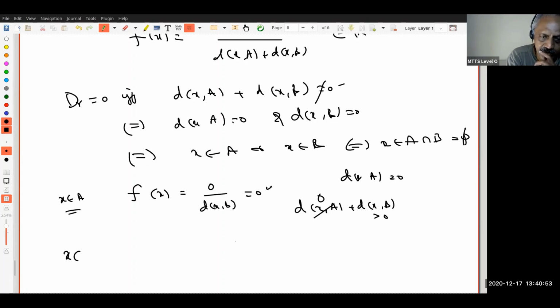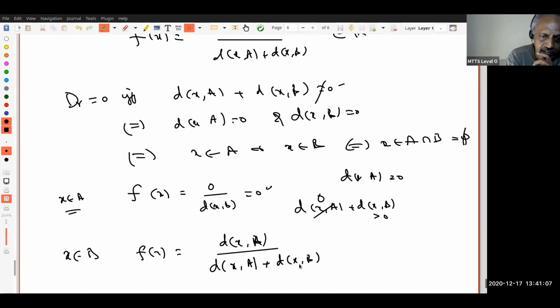If x is in B, it will be dxb. Sorry, dxa plus dxb. But notice that if x is in B, this fellow is 0. Therefore, it is dxa. Remember, A is closed, x is in B. Therefore, x is not in A, because A and B have empty intersection. They are disjoint. Therefore, if x is in B, x is not in A.